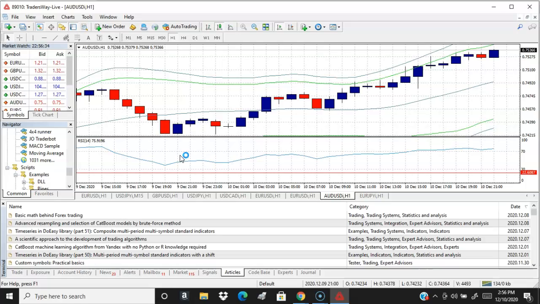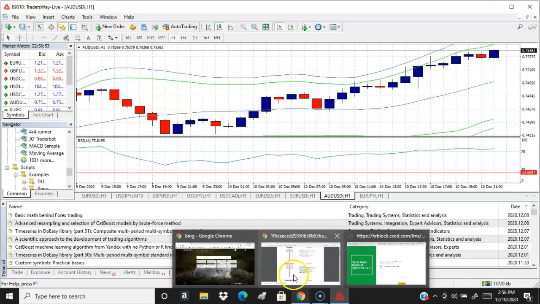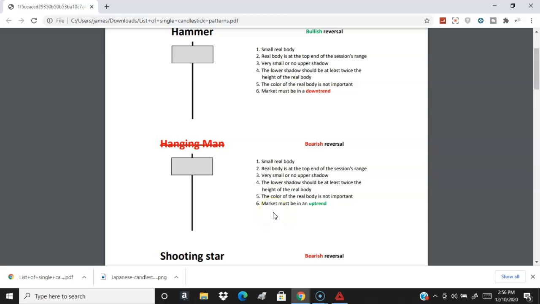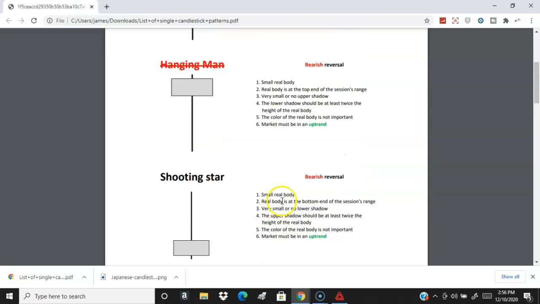It's one of the basic things that it usually has to be coupled by something, and we're gonna go over the double patterns in the next video. But I just kind of wanted to show you guys the hammer and the difference between a hammer and a hanging man.